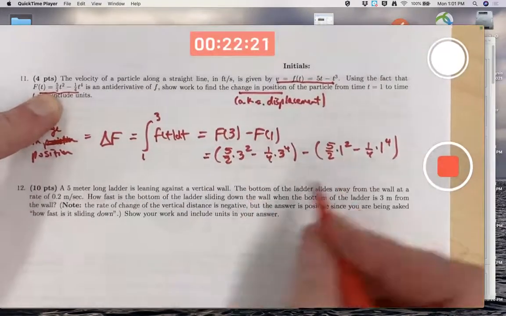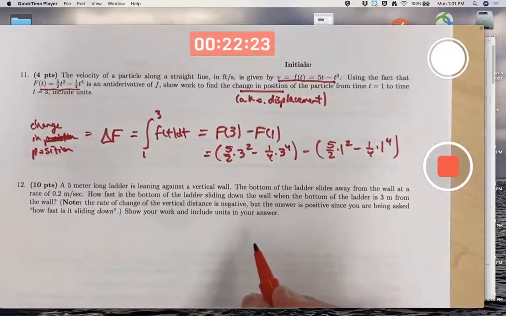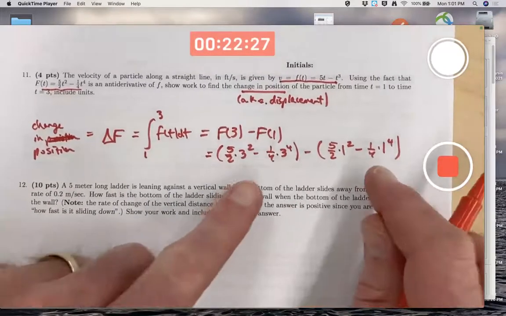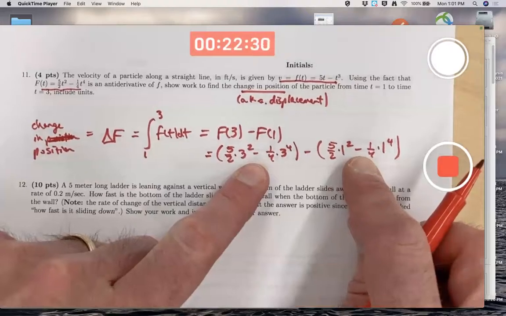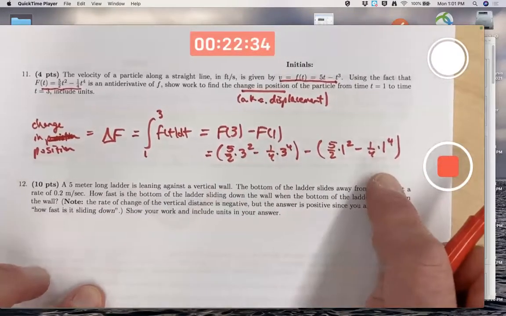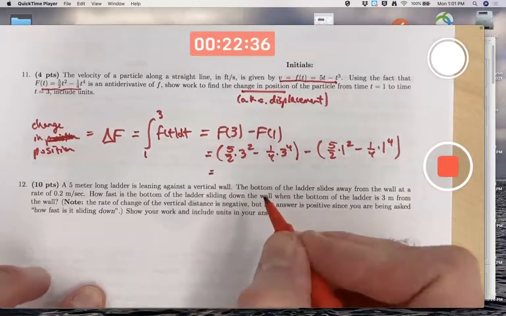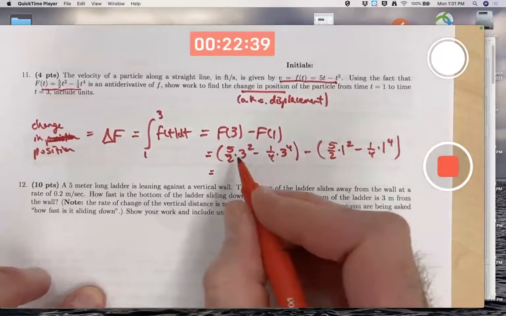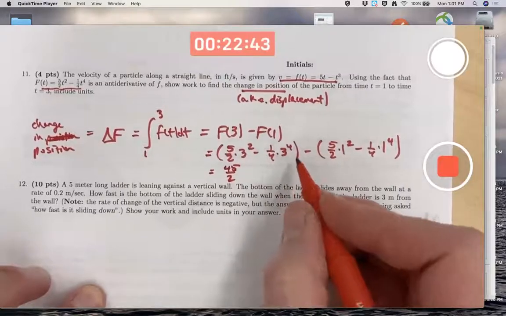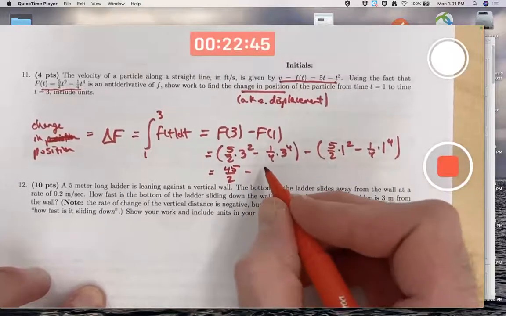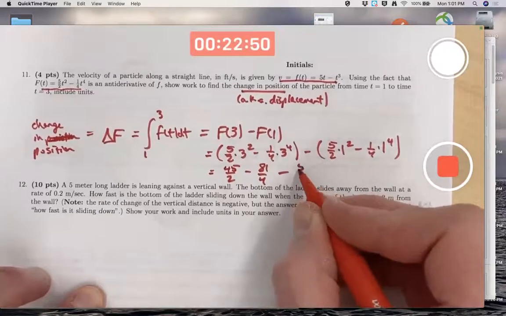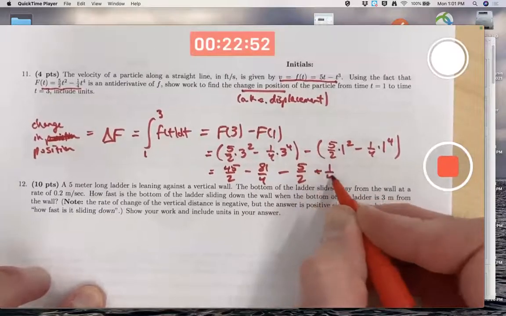Biggest mistake people make on this kind of stuff is with sign errors. This needs to be a minus sign here. There need to be minus signs here and here as well, and you need parentheses around this thing because you're subtracting the entire quantity. Anyway, here, let's see, this becomes 45 halves, 9 times 5. 3 to the 4th is 81. I get 81/4. Bring this minus sign through the parentheses. I get a minus 5 halves and a plus 1/4.